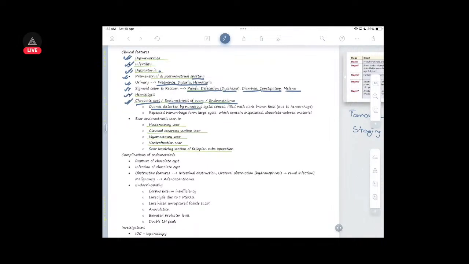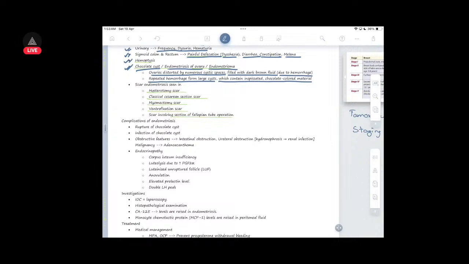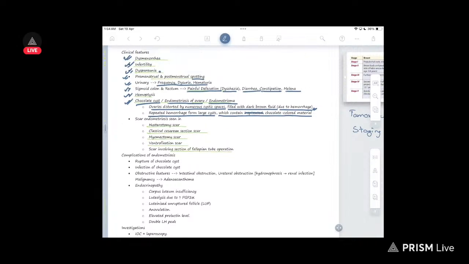Ovaries will be distorted by numerous cystic spaces filled with dark brown fluid due to hemorrhage. Repeated hemorrhages will form large cysts which contain inspissated, chocolate colored material. The dark color is due to hemorrhage. Chocolate cyst, endometriosis. Scar endometriosis is seen in hysterotomy scar, classical cesarean scar, myomectomy scar, ventrofixation scar, and fallopian tube operation scar.